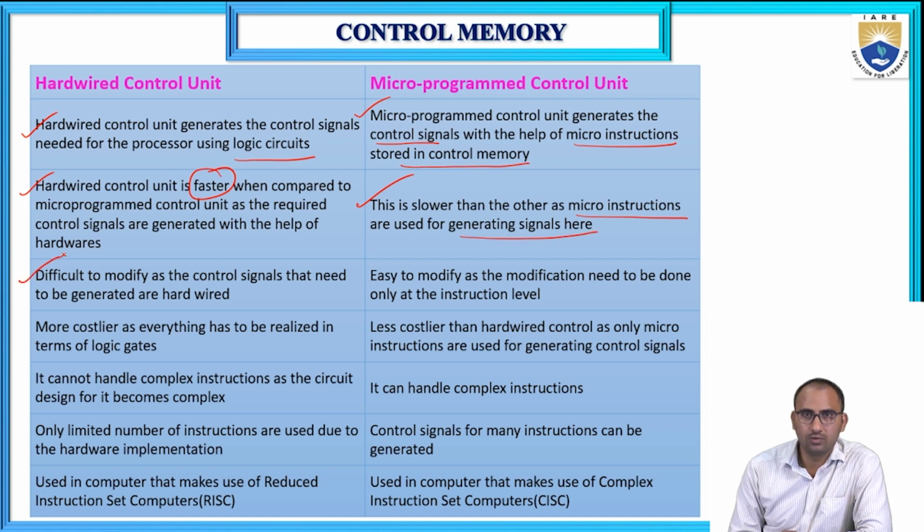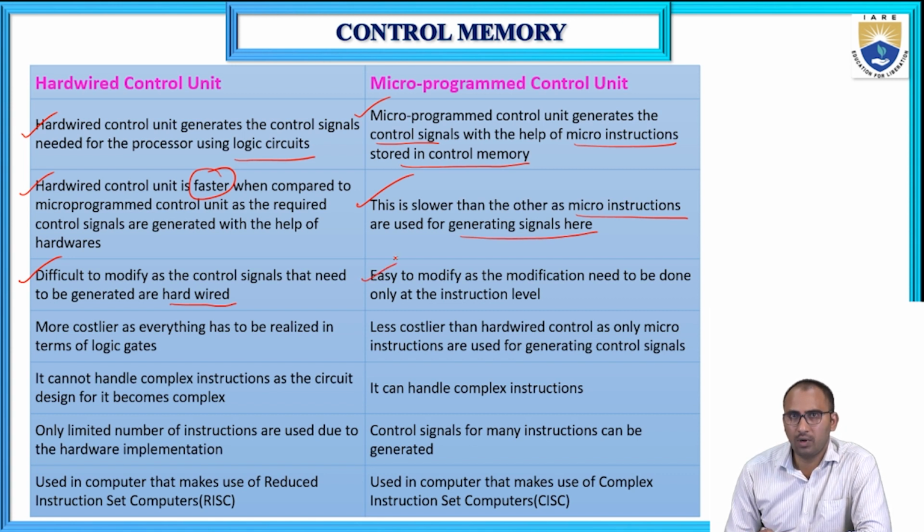Third, the hardware control unit is difficult to modify, as the control signals that need to be generated are implemented in hardware. For designing the hardware control unit, we require a large amount of hardware. If you want to do any modification, then you need to change the connections between that hardware. That's why it is very difficult to modify.